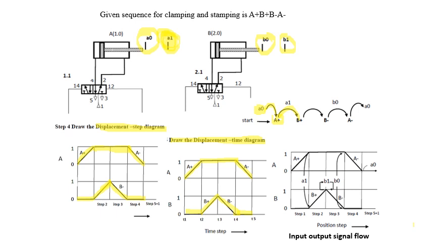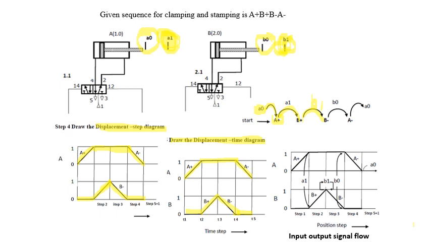According to the sequence, when cylinder B moves forward and reaches the end point, the B1 signal will be generated. Here it is, the B1. When the B cylinder moves forward, it will hit the B1 limit switch. The B1 limit switch generates the signal, which indicates that the next step in the sequence is B0.